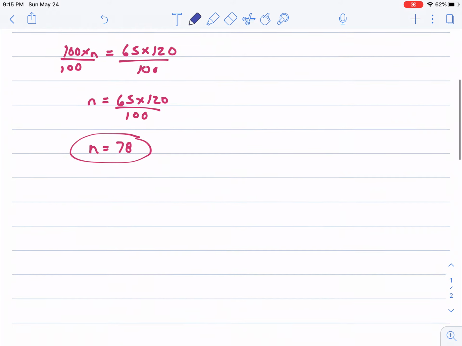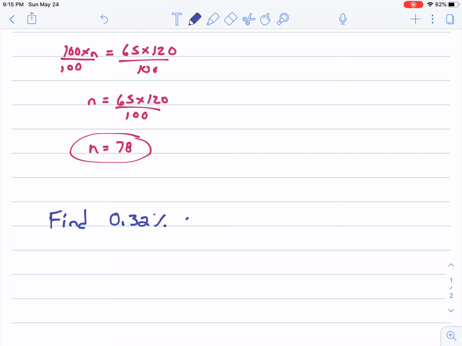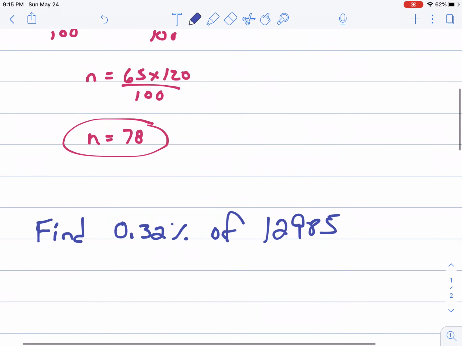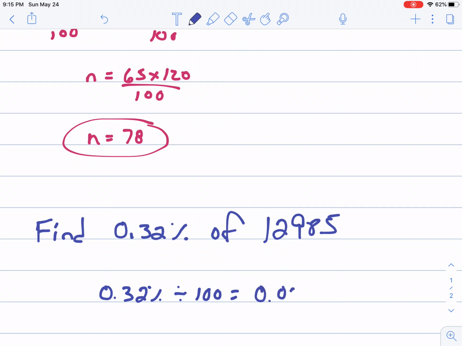So I can get scenarios where I could say, find 0.32% of 12,985, and it might be a decimal, right? But if I have that scenario where find 0.32% of this big number, same logic, right? I can start, take my percent. First thing I have to do is divide it by 100. So 0.32 divided by 100. And I just moved the decimal.